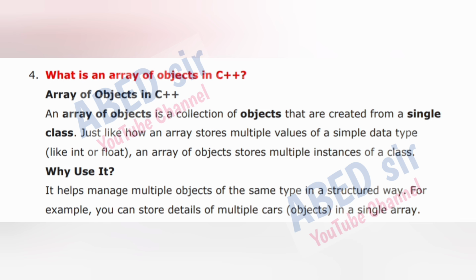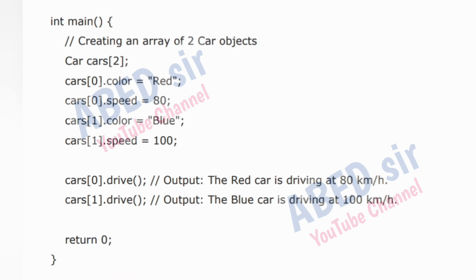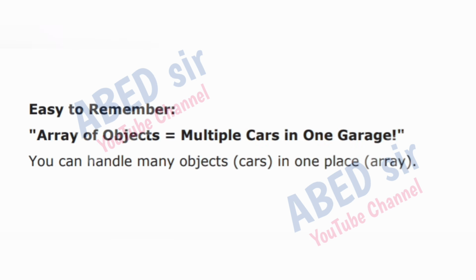Why use it? It helps manage multiple objects of the same type in a structured way. For example, you can store details of multiple cars, objects, in a single array. Example: Easy to remember: array of objects is equal to multiple cars in one garage. You can handle many objects, cars, in one place, array.